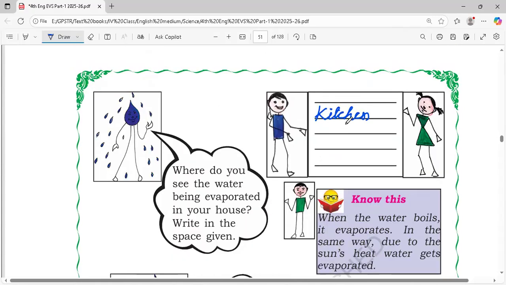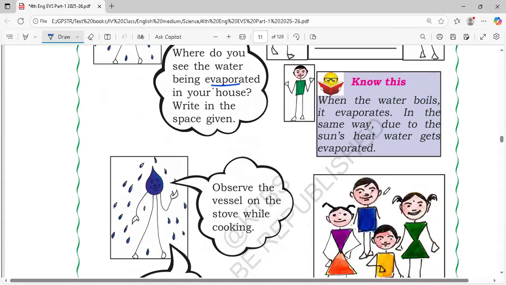See, we saw evaporation in the kitchen. Know this. When the water boils, it evaporates. In the same way, due to sun's heat, water gets evaporated. Due to heat, water gets evaporated.